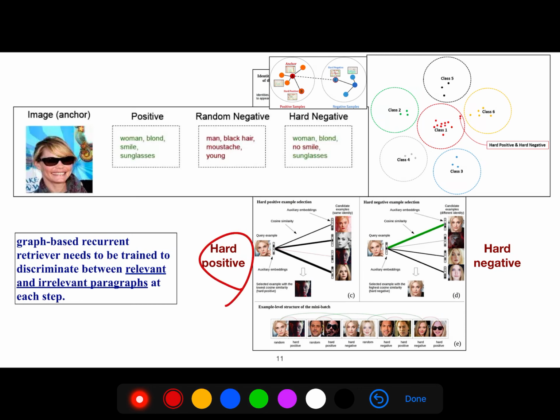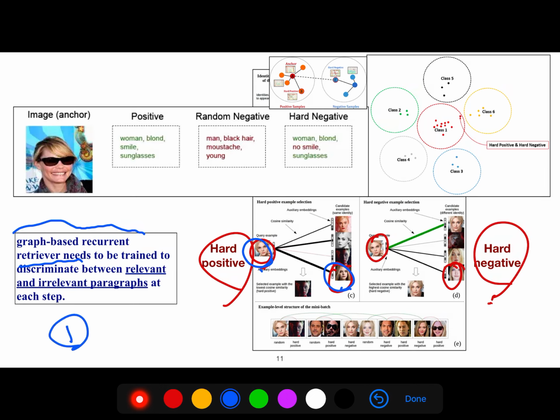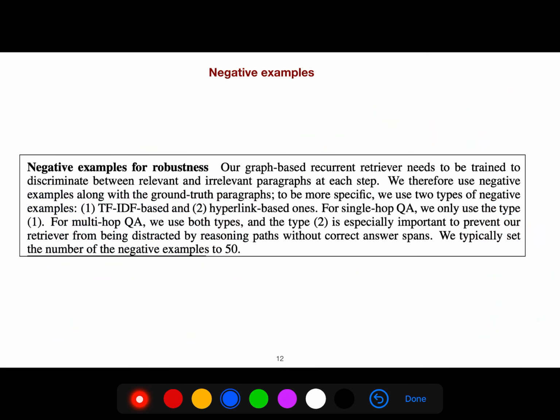And about hard positive, it's obvious in the images. This girl is more similar to this girl, or this girl is not similar to this girl, so it's hard negative. You know this. So in the context of our problem, we have a graph-based recurrent retrieval, and we need to be trained, and we need to discriminate between relevant and irrelevant paragraphs. For example, instead of saying this phrase is similar to this phrase, I want to say paragraph 1 is similar to paragraph 4, or paragraph 2 is not similar to paragraph 5. Because, for example, this is talking about computer science, this is talking about painting.